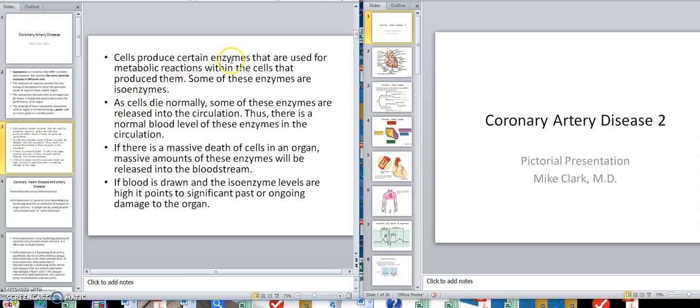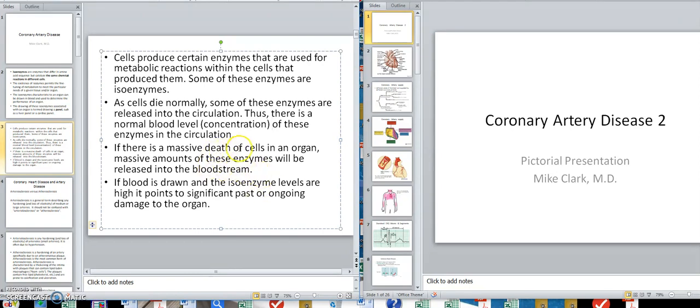Cells produce enzymes that are used for metabolic reactions within the cells that produce them. Some of these enzymes are isoenzymes. As cells die normally, some of these enzymes are released into the circulation. Thus, there's a normal blood level, and I'm going to put the word concentration here. See, I'm developing this as we talk. There's a normal blood level, blood concentration of these enzymes in the circulation.